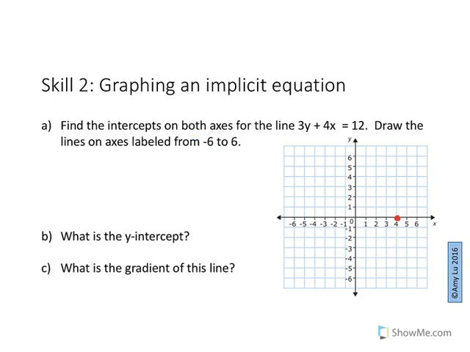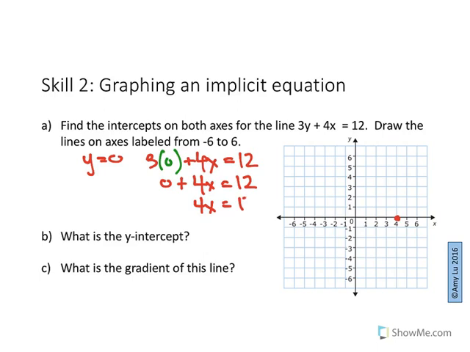Next, we have to set y to be equal to 0 so we can find out what x is when y is 0. So we go 3 times 0, because that's where y is, plus 4x equals 12. 0 plus 4x equals 12, and we just solve for x. 4x is 12. That means 4 times what makes 12? x is just 3. So when y is 0, x is 3. So your coordinates are 3, 0.